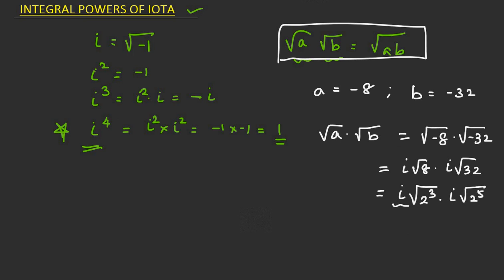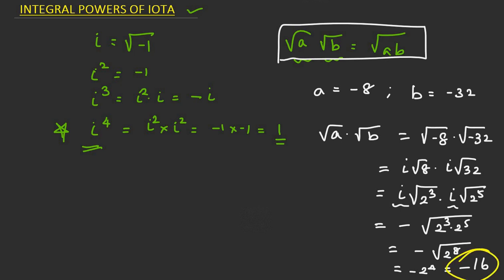This i is i squared, which is minus 1, so minus root of 2 power 3 into 2 power 5, which is equal to minus root of 2 power 8, which is equal to minus 2 power 4, which is equal to minus 16. Now I get the left hand side to be minus 16. Let us check for the right hand side.